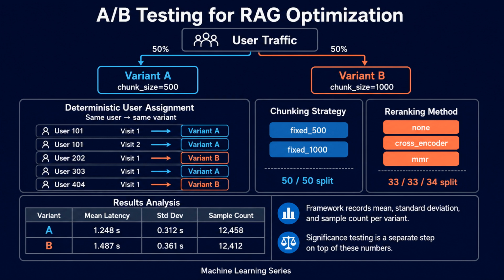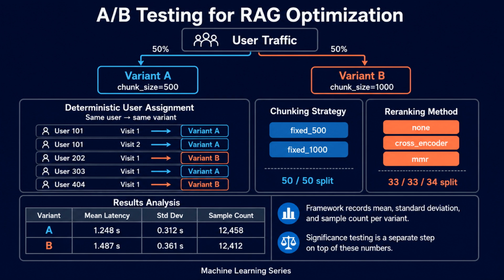A/B testing enables data-driven optimization of RAG configurations. Create experiments comparing different settings, like chunk sizes or re-ranking methods. Traffic is deterministically assigned based on user ID hash, ensuring each user consistently sees the same variant. Run multiple experiments simultaneously on different aspects of the system.